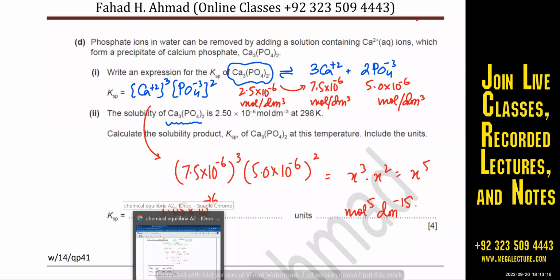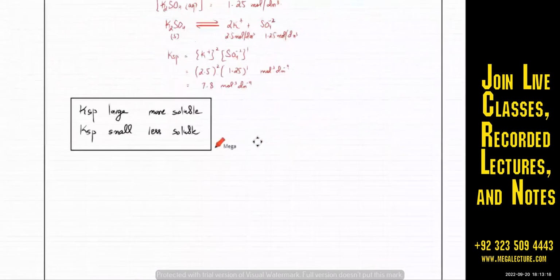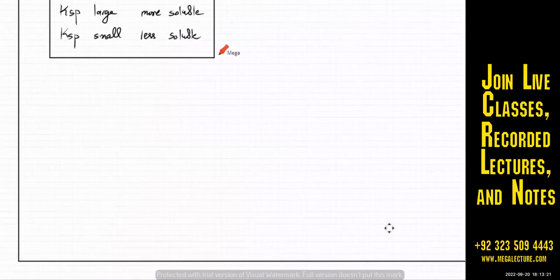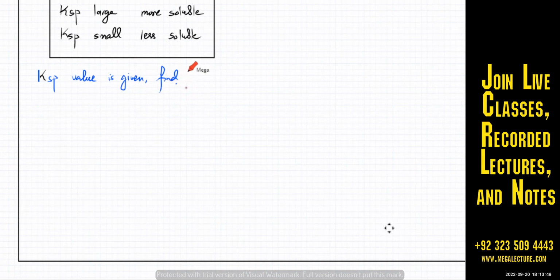Now the other type of question that you're going to get about this is that the KSP value will be given. So now we're going to do the other type of question. In this type, the KSP value is given, so you're supposed to find solubility.